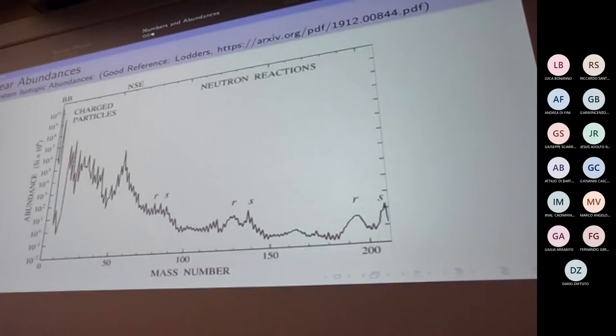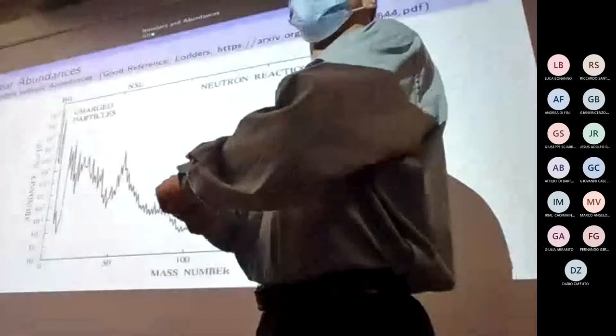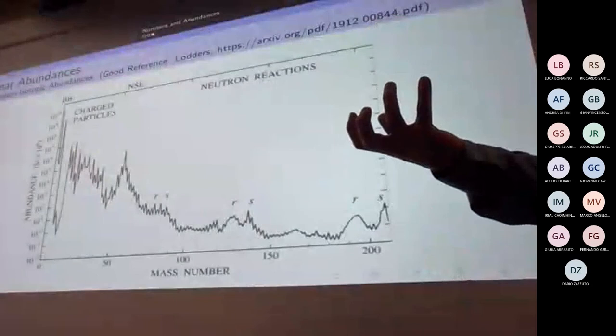Question so far? Yes. Does the abundance number have to be a natural number? Why is there a 10 to the minus 1 in the... Yeah, that's a good question. It doesn't have to be a natural number. When I say the number of nuclei, really what we mean is the relative amount. So half a kilogram of silicon, for example, and 1.8 kilograms of something else. Does that make sense?